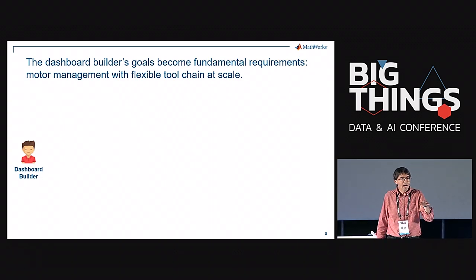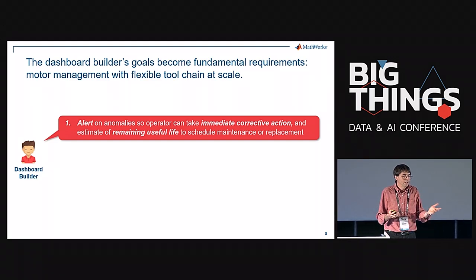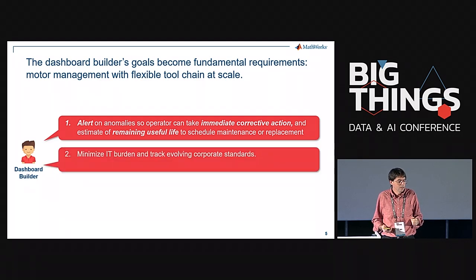So, how did we get started? First, we gathered requirements from the dashboard builder. As the data consumer, they were the one who set some of the ground level requirements for this project. So first, the obvious one, the functional requirements. Actually detect the anomalous behavior and compute the remaining useful life of each motor.